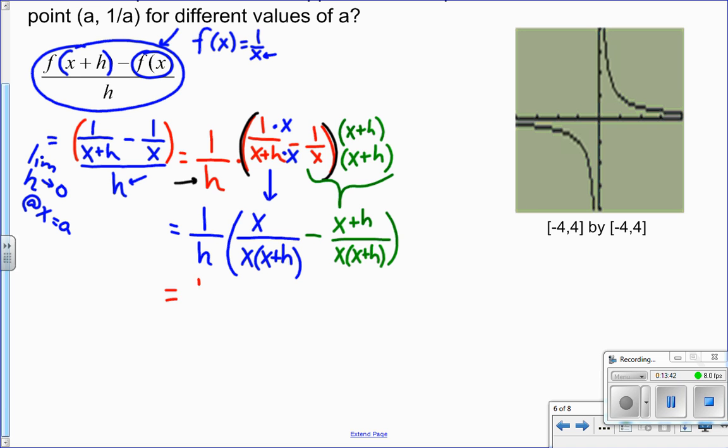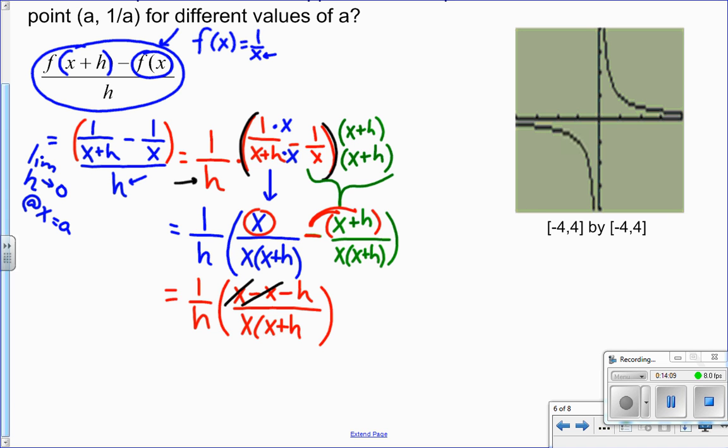All right? So I've got 1 over h times, well, the bottom is going to stay the same. What's the top going to be? I have x. Now let's not forget, I'm subtracting this whole expression. So I've got to distribute that negative sign. Minus x minus h. And the beautiful thing that happens here is positive x and negative x cancel. So when I rewrite this, I still have the limit as h approaches 0. It's x equals a. I don't want to forget that. And now I have 1 over h times negative h all over x times x plus h.